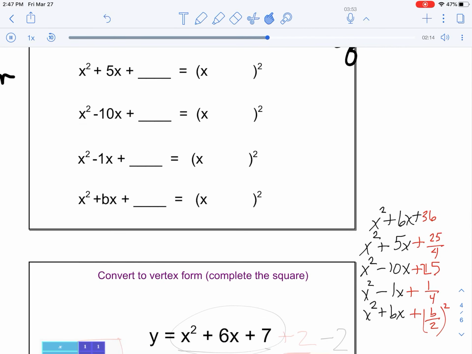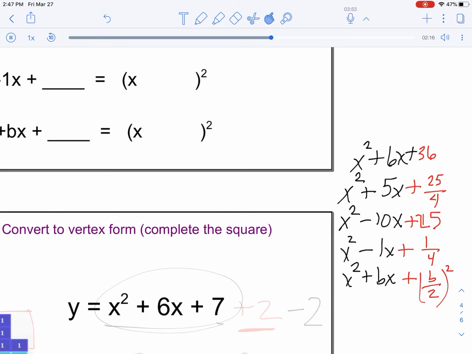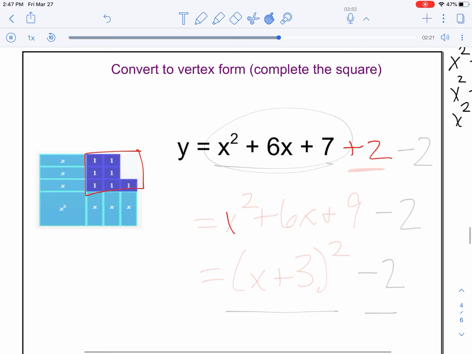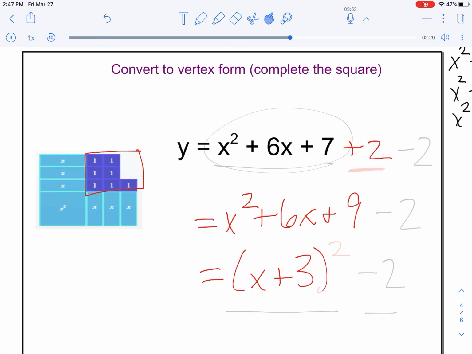Let's take a look at this problem right here where you have a 7 already. I really need 9 tiles here, so I need to add another 2, and that would give me x squared plus 6x plus 9. In other words, (x + 3) squared. But I can't just add 2 arbitrarily. I also have to subtract in order to balance out the equation. So I'm just going to put a minus 2 with everything, and that way our equation is still equal to this original expression. In other words, I have a perfect square, but I'm missing 2 tiles.